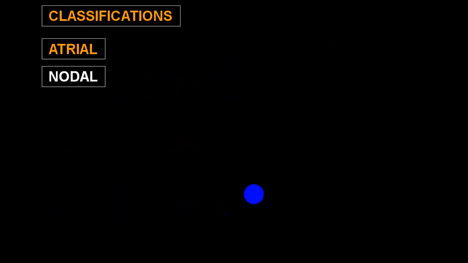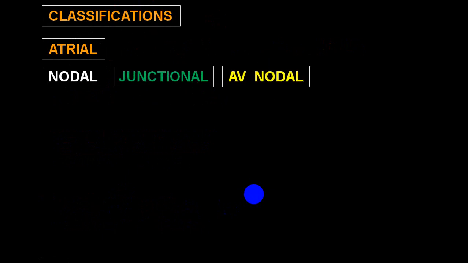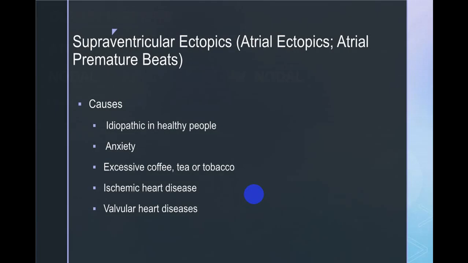Now we'll be going through some of those. We classify premature beats into three groups: atrial, nodal (another name for nodal is junctional, or AV nodal), and ventricular premature beats. So now we'll have a few ECGs which will show you the supraventricular premature beat.